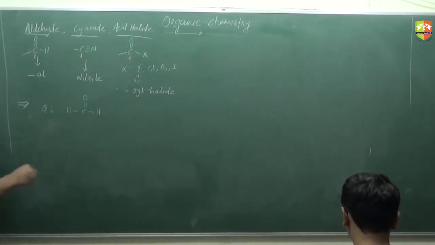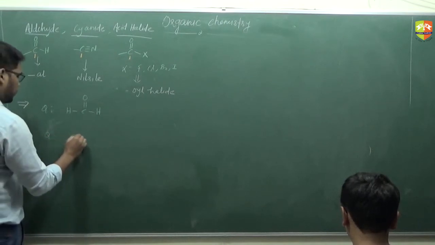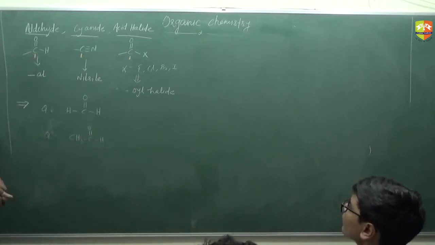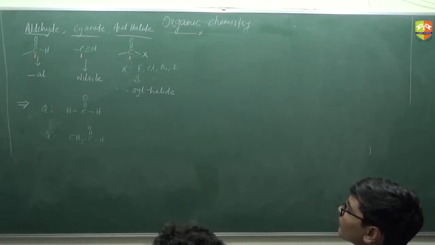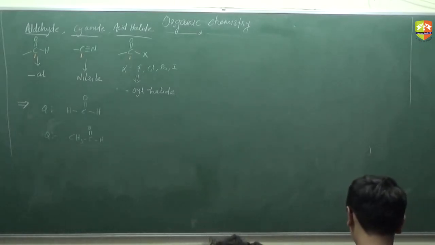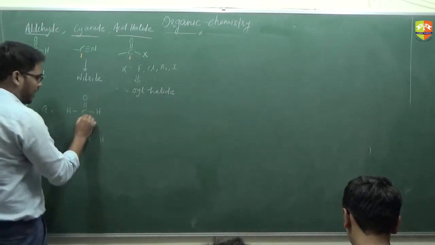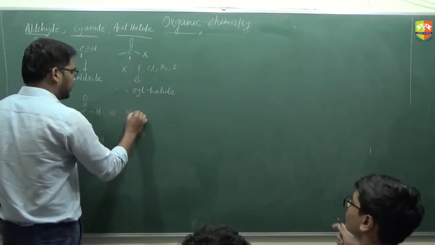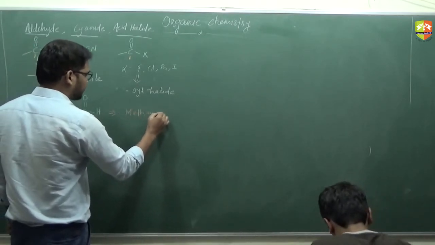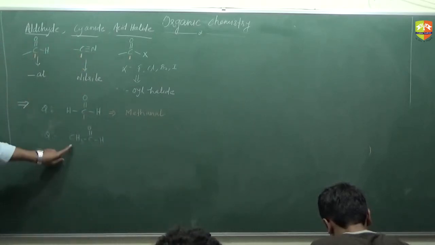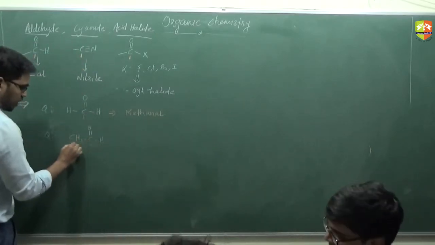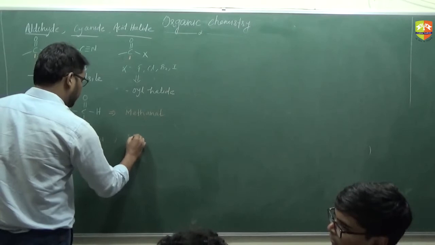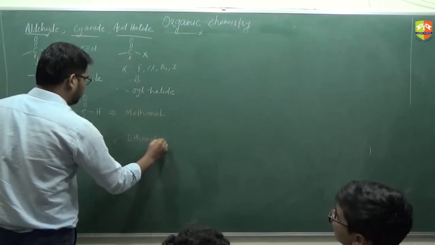What is the name of this compound? Formaldehyde is not the IUPAC name. It is methanal, right? Only one carbon we have here. What is the name of this compound? It has two carbon. We always start numbering from this carbon atom. So it is ethanal.